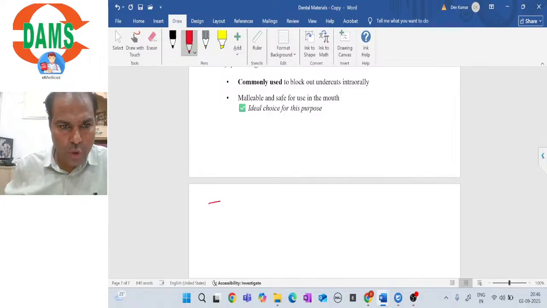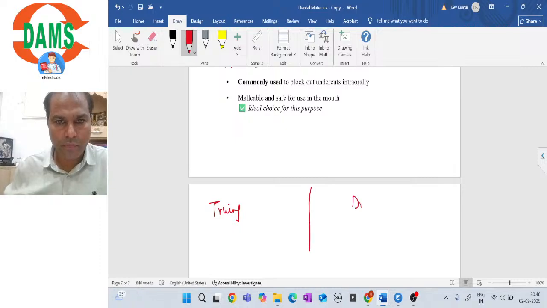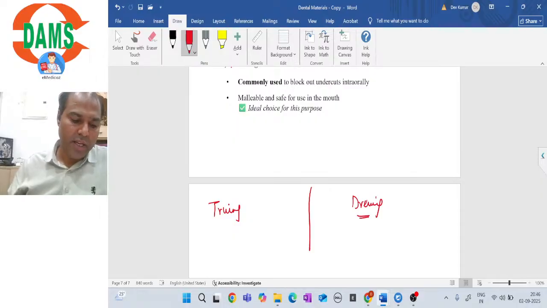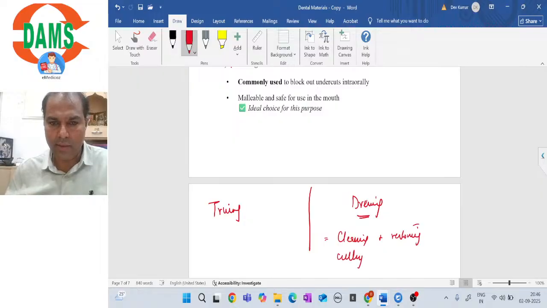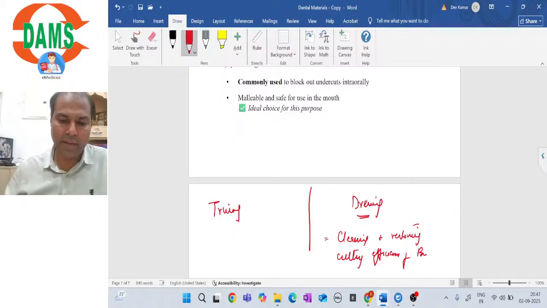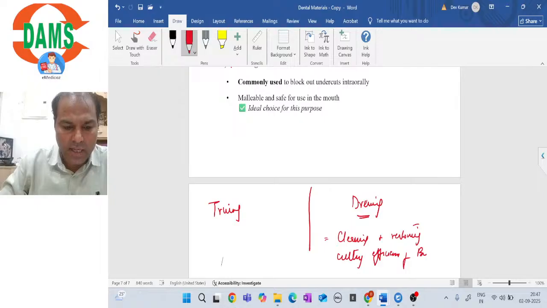The topic is truing and dressing. Now, what does dressing mean? Dressing is basically cleaning and restoring the cutting efficiency of a dental burr, of an abrasive instrument. It might be a wheel, it might be a stone, it might be a burr.